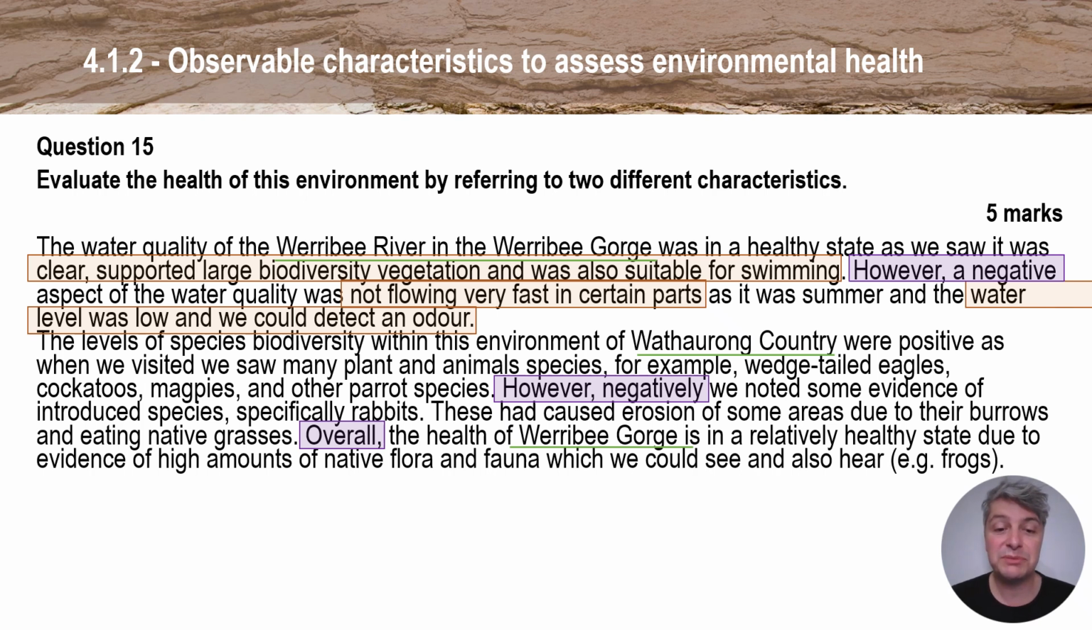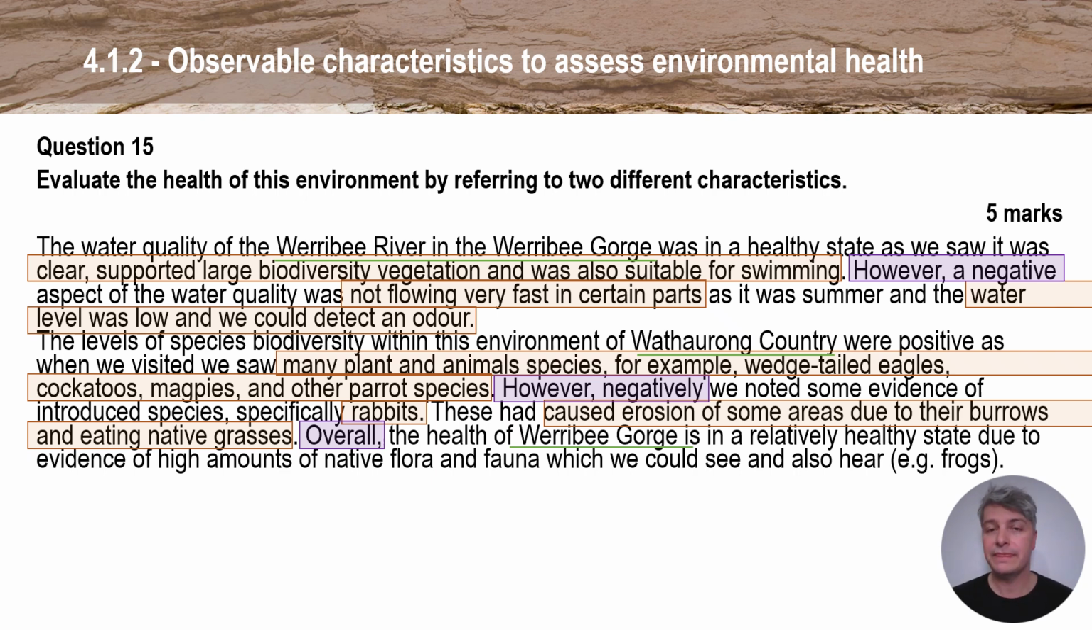Now we're going to move into the species biodiversity and say that it's positive because we saw many plant and animal species, and then it's backed up with specific examples. So when I took my students there earlier this year, we saw wedge-tailed eagles, we saw cockatoos, magpies, and other parrot species. However, negatively, we noticed some evidence of introduced species, particularly rabbits, and that's a negative of the species biodiversity. We saw that they cause some erosion in some areas because of their burrows and also through eating native grasses.